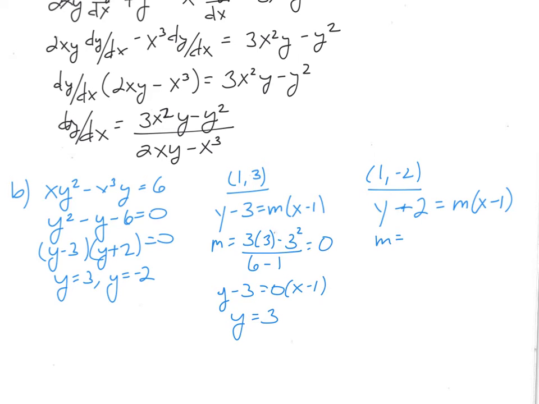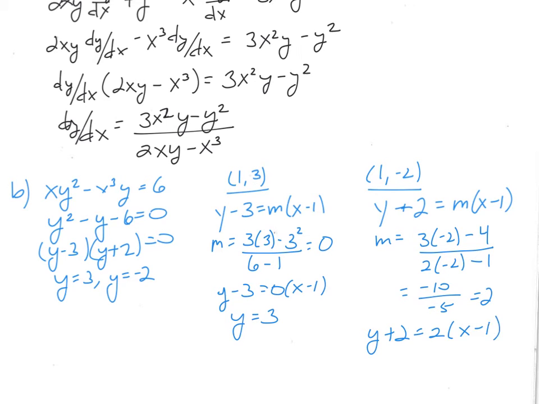Over here, we have 3 times 1 squared times negative 2 minus y squared over 2 times x times y minus x cubed. So this is negative 10 over negative 5, which is positive 2. So this line looks like that.